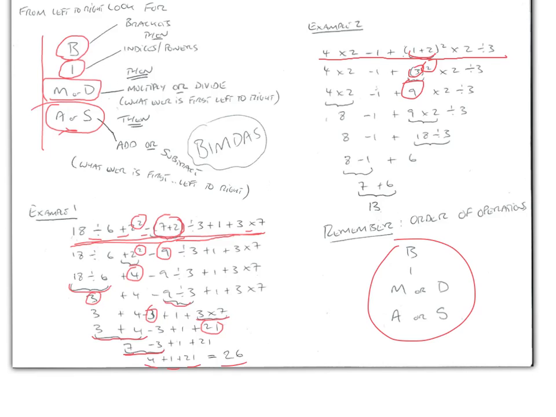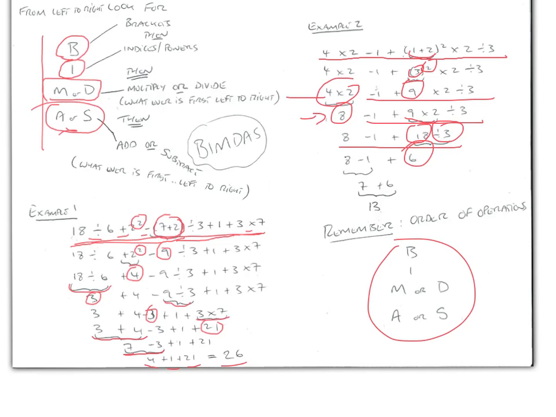3 squared is 9. Then as we look from left to right, we'll see we have 4 times 2 is 8. And we'll write out the rest of the sum here. And as we look again from left to right, we'll see we have actually a multiplication sign here, 9 times 2, so that gives us 18. As we look from left to right again, that 18 is divided by this 3, so we'll do that next, that gives us 6.